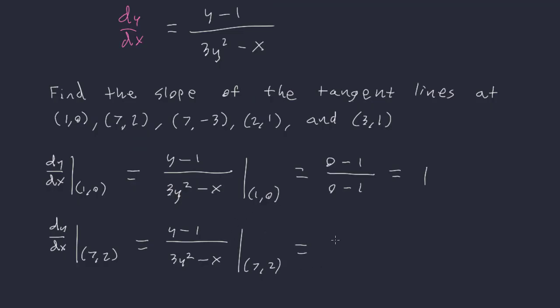For (7, 2), of course, we're going to get 2 minus 1 all over 3 times 2 squared minus 7, which ends up being 1/5.